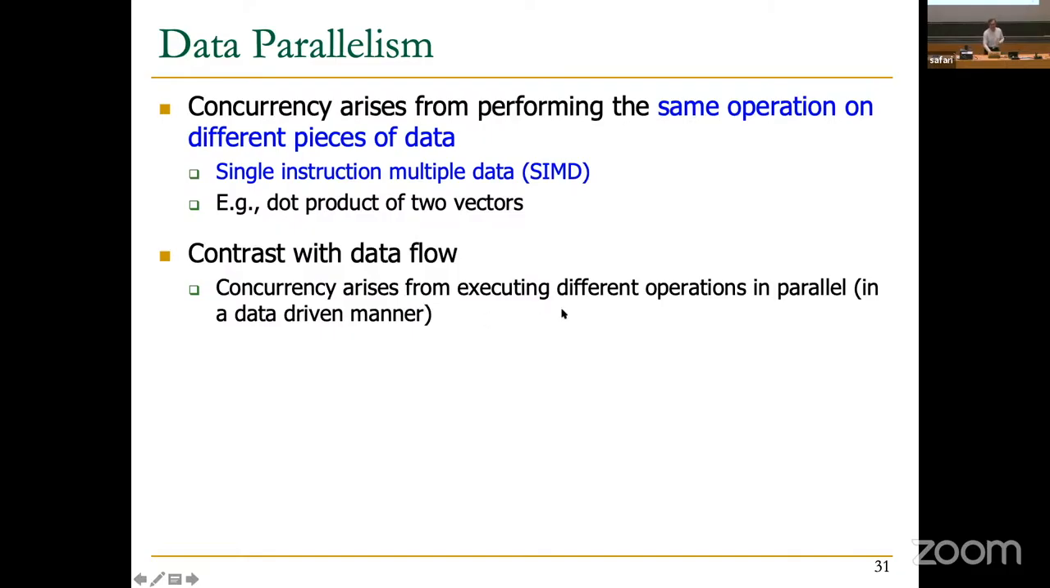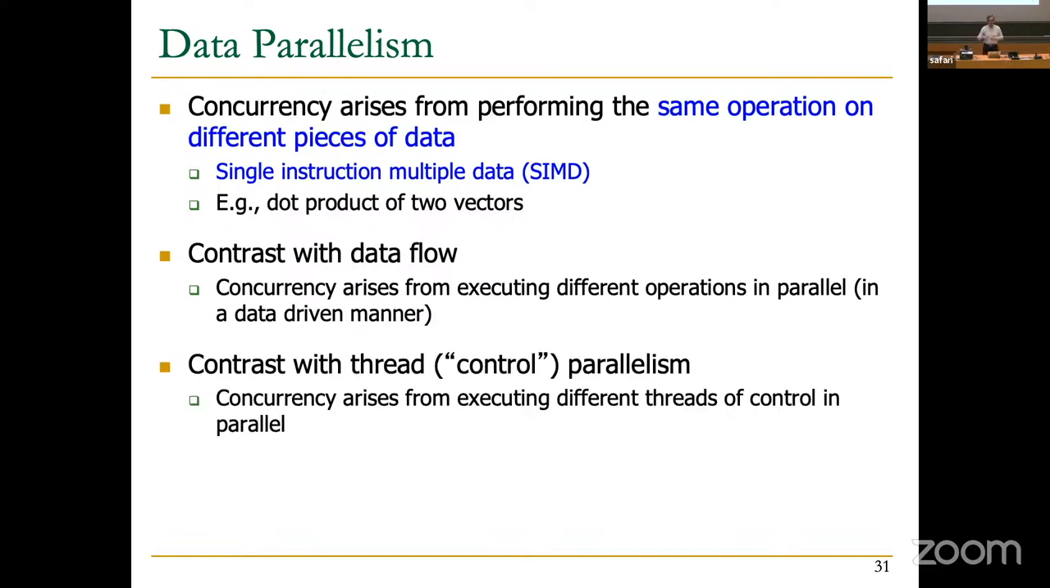In data flow, concurrency really arises from executing different operations in parallel in a data-driven manner. Basically, data gets available, it fires an instruction, and these instructions have no relationship to each other, except they happen to have their data ready at a given point in time. It could be completely different instructions, basically.